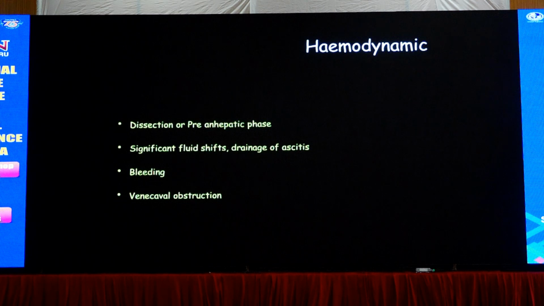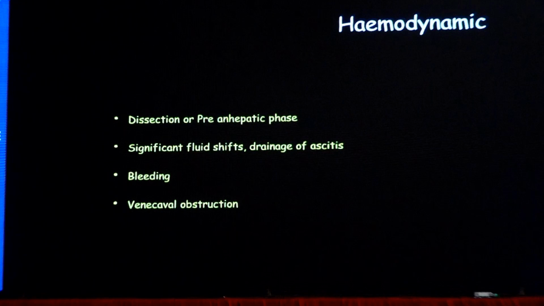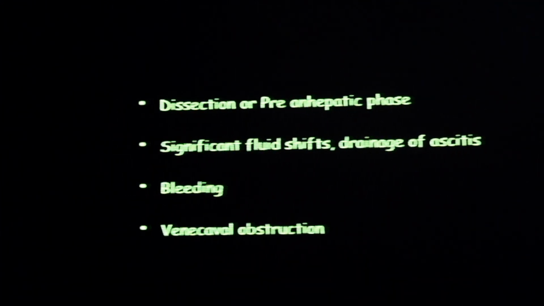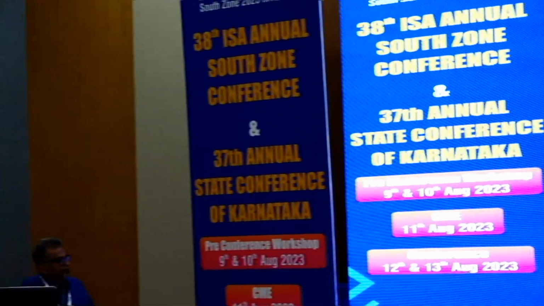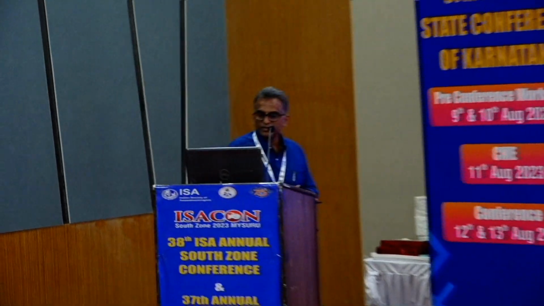If you look at the hemodynamics happening during the procedure per se, you can divide it into 3 phases. The initial phase, the dissection phase, or the pre-anhepatic phase, where the surgery starts till the blood flow to the liver is stopped. In this phase, mostly bleeding happens. Potential for bleeding is there. Significant fluid shifts happen. There's a drainage of a huge amount of ascites. And moreover, when the surgeons are doing this dissection, they tend to obstruct the vena cava by pressure and pull of that area. So again, there's a lot of chance for hemodynamic instability happening during that phase.